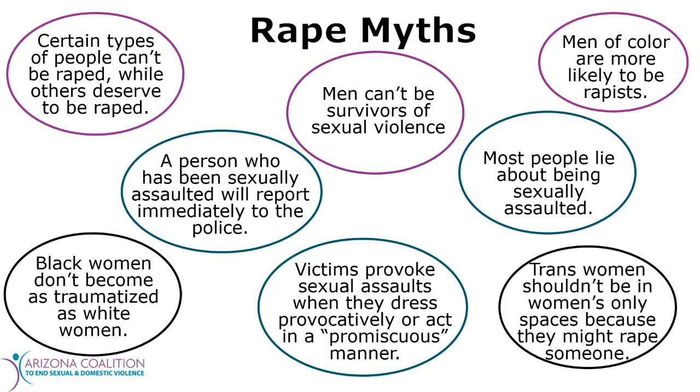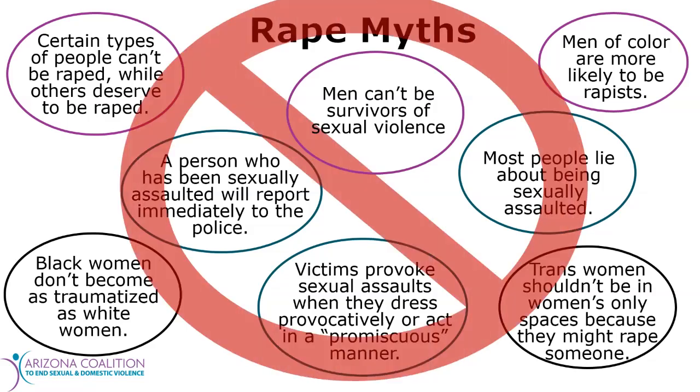And so we see some other ones like trans women shouldn't be in women's only spaces because they might rape someone, when really trans women experience some of the highest rates of sexual violence. Black women don't become as traumatized as white women. This is also, again, rooted in rape culture and oppression, and it's also rooted in eugenics as well. So I just want to name for all of these that they are rooted in oppression and in white supremacy. And none of them are true.